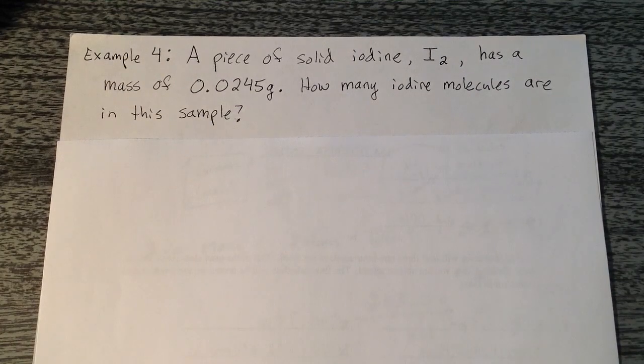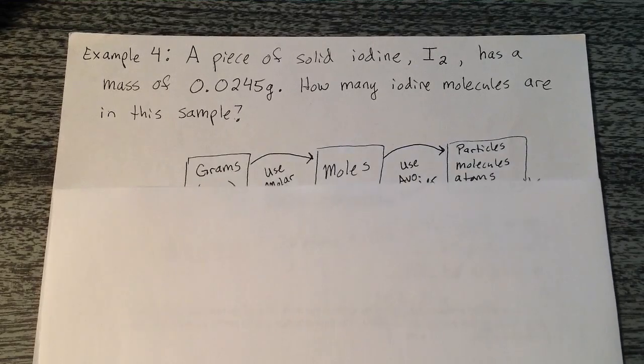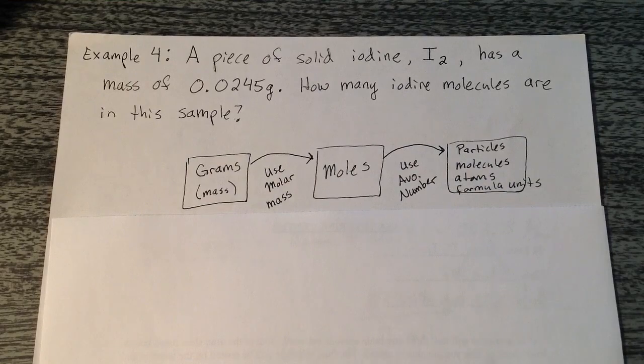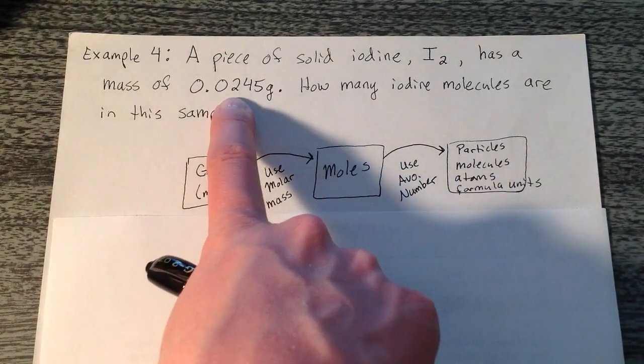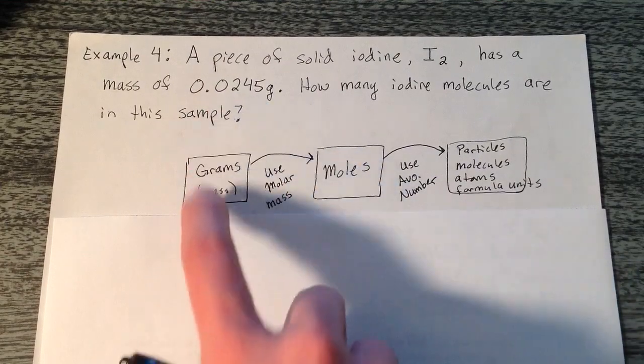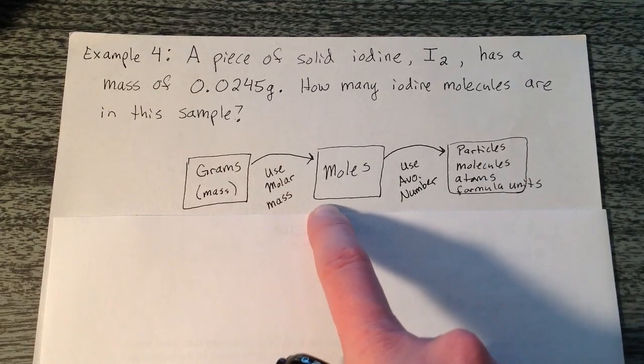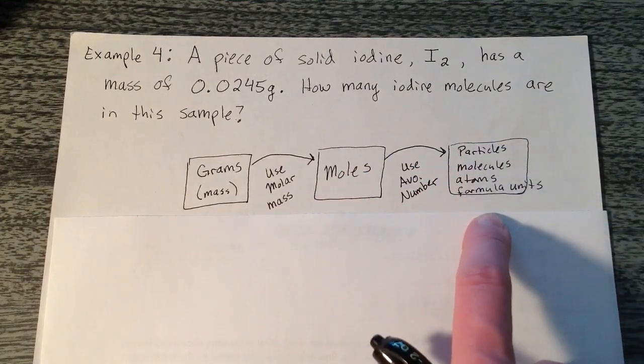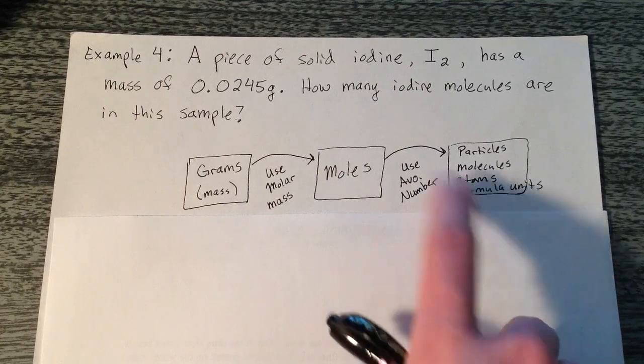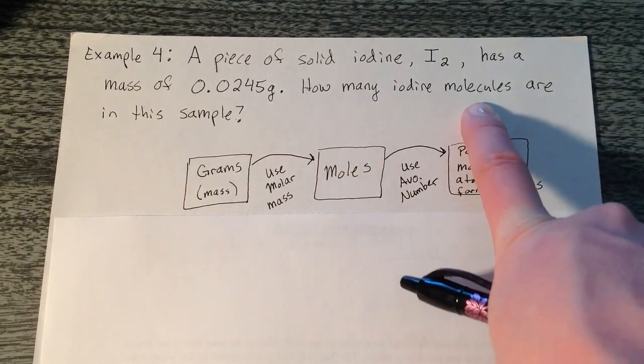Here's another example that I would like you to try. A piece of solid iodine, which is I2, has a mass of 0.0245 grams. How many iodine molecules are in this sample? To get you started, I will go ahead and show you the mole map. So we are starting with our 0.0245 grams. You will need to use molar mass in order to convert into moles. And then you will need to use Avogadro's number in order to convert into your unit that it's asking for, which is molecules, iodine molecules.